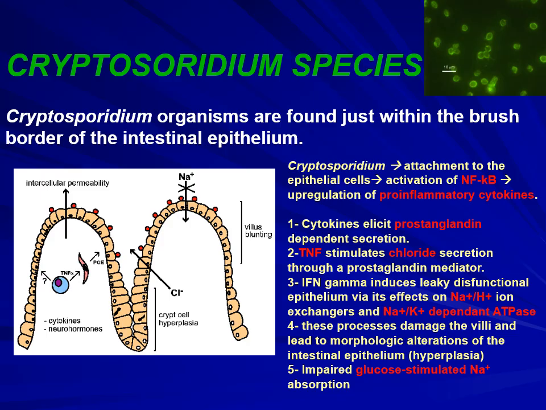Interferon gamma, however, is going to induce a leaky dysfunction of the epithelium via its effects on both Na+/H+ ion exchangers and Na+/K+-dependent ATPases. All of these are going to damage the villi and lead to morphologic alterations, which we call hyperplasia of the intestinal epithelium. In addition, we observe in cryptosporidiosis an impaired glucose-stimulated Na+ absorption. All of these will contribute to the diarrhea.